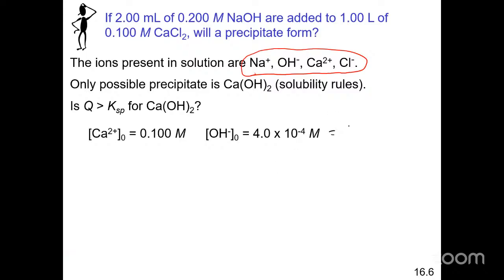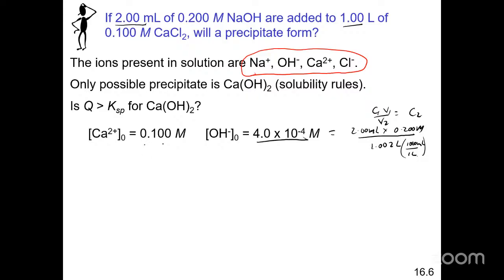Because this would be equal to 2.00 mL multiplied by 0.200 M divided by the final volume upon mixing, which would be the 2 mL plus the 1.00 liters, and that would be equal to 1.002 liters, which you'd have to convert to milliliters, which would be 1,000 mL over 1 liter, right? So basically, this is C1V1 over V2, the dilution equation to find C2, right? So when you work this out, you're going to get this value right here.